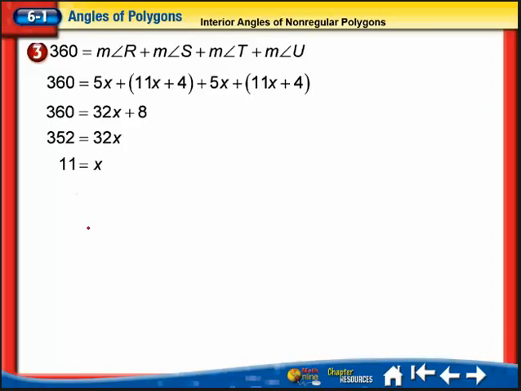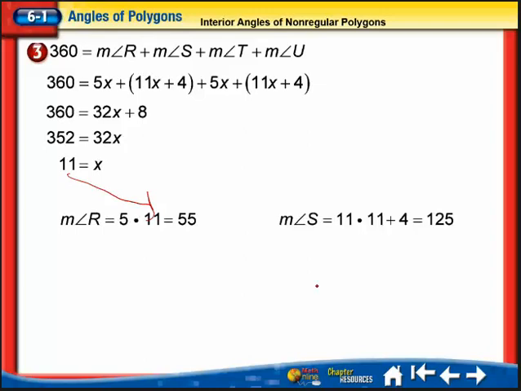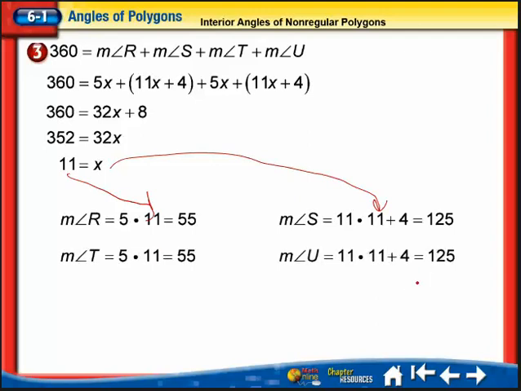But remember the question was find each angle. So now we have to go back and plug them back in. Our 5x angles are going to be 5 times 11. Okay, so this comes down here. And then our 11x plus 4, 11 times 11, because again, x was 11. That's where this came from right here. Plus 4 is 125. So we have two angles that are 55, and we have two angles that are 125. You can always check yourself by adding these four up and making sure that they equal 360.